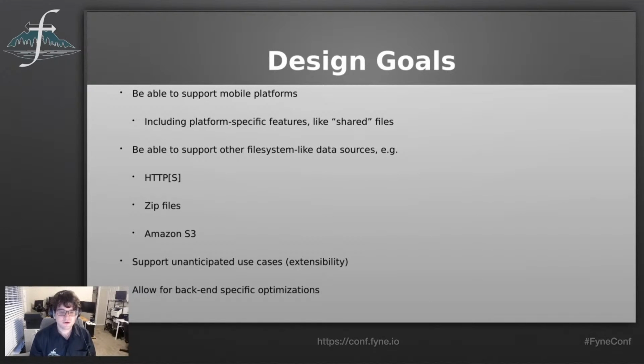So our design goals when we set out to create the storage repository system: the first one was to be able to support mobile platforms. That was the initial impetus that put us down this road, especially being able to handle things like shared files. But we also wanted to be able to support any kind of file-like device. So for example, maybe you have an HTTP or HTTPS server, a zip file, Amazon S3 was a motivational example we came up with. You could imagine lots of different data sources that are hierarchical and have nodes that you could read or write data to.